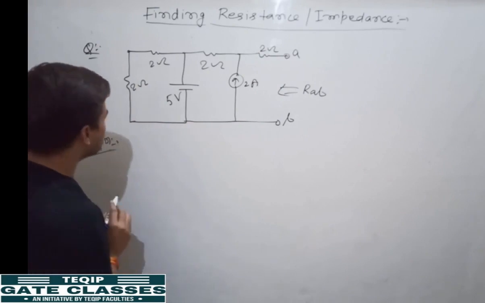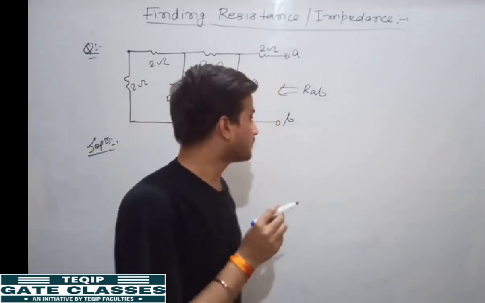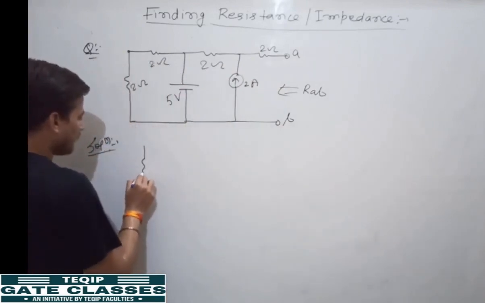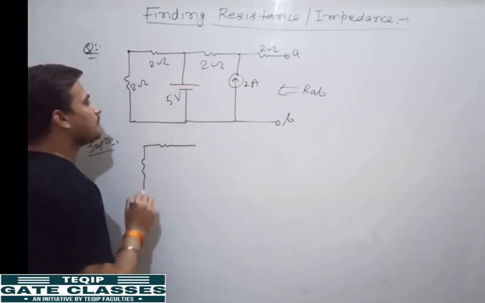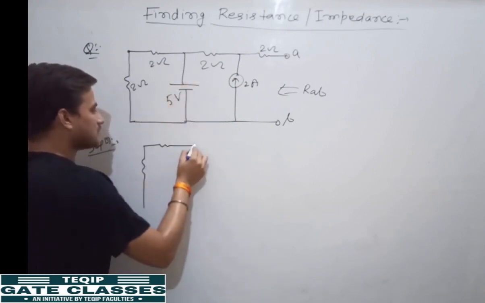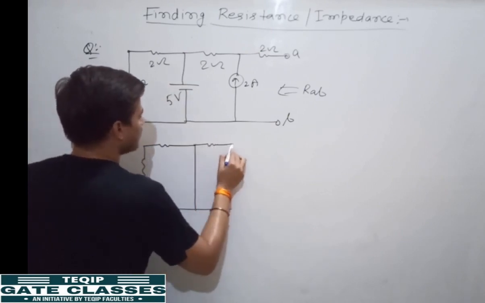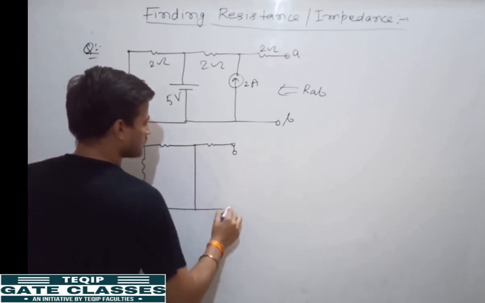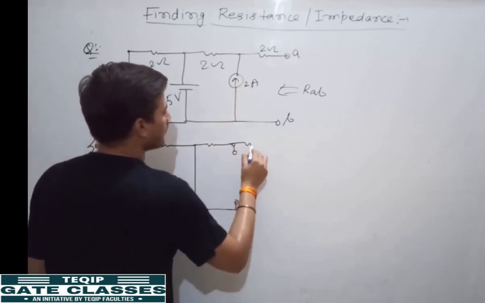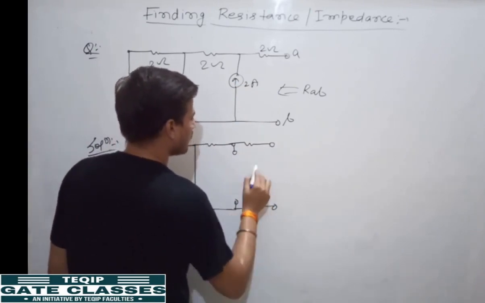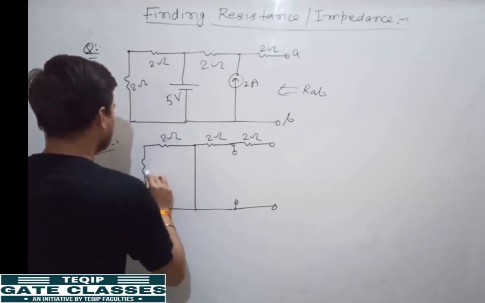First step is we have to deactivate the sources. So let us redraw the circuit. 2 ohm, this is 2 ohm. Now deactivate this independent source, that means replaced by short circuit. Next, you are having a current source. A current source will be replaced by open circuit, and then you are having 2 ohm resistor. Here it is 2 ohm and 2 ohm.